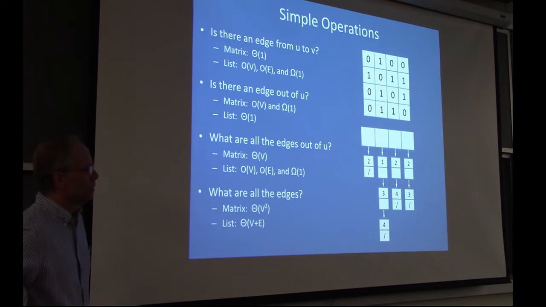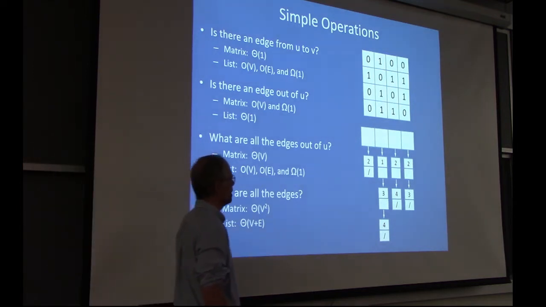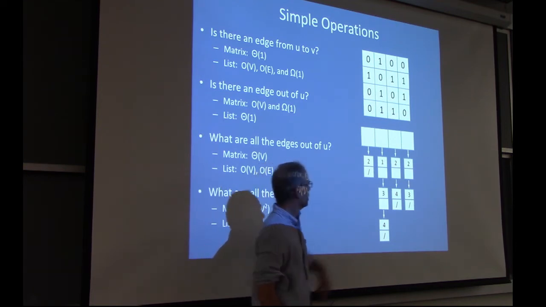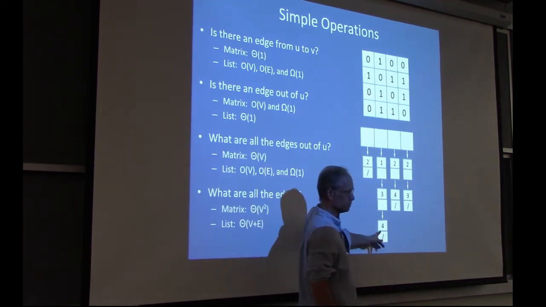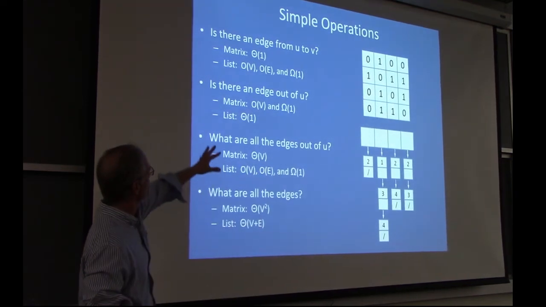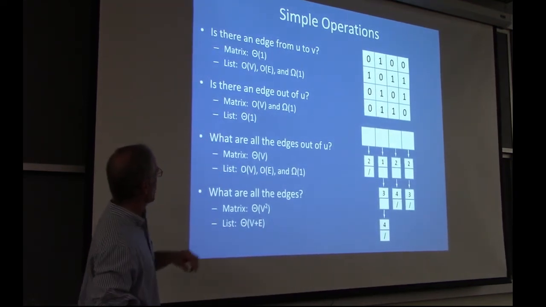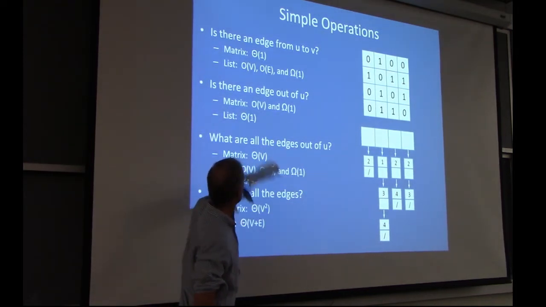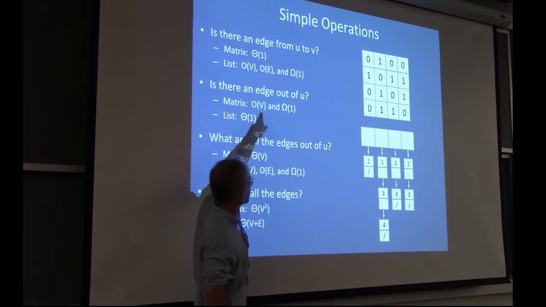On a list, it's a little harder to say. It's O of V, certainly. Why can you say it's O of V? Or in fact, what's the limiting thing? What can make it slow to find out if there's an edge out? You have to traverse the list and see if it's there. So to find out if there's an edge out, it's governed by the length of that list. So that list cannot be longer than V. Why not?